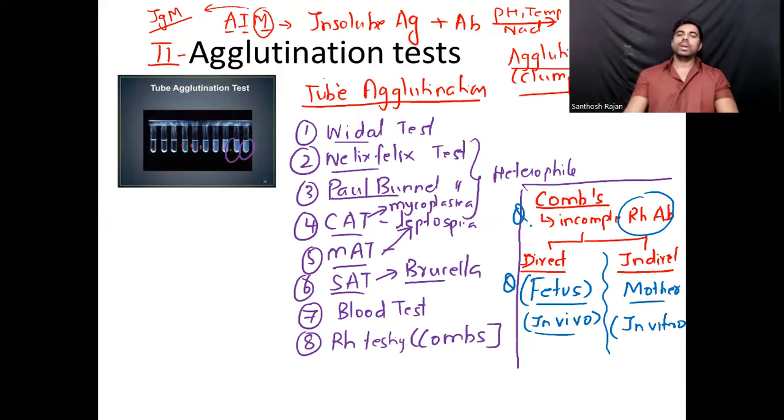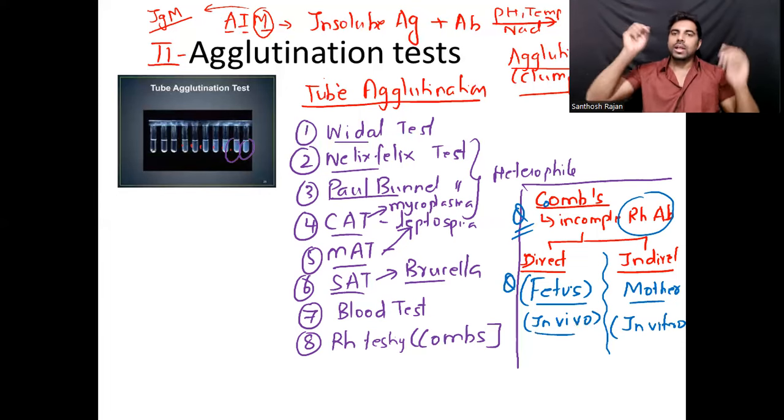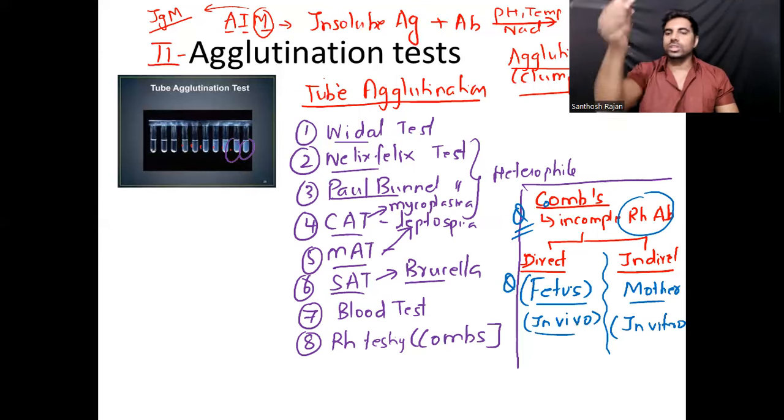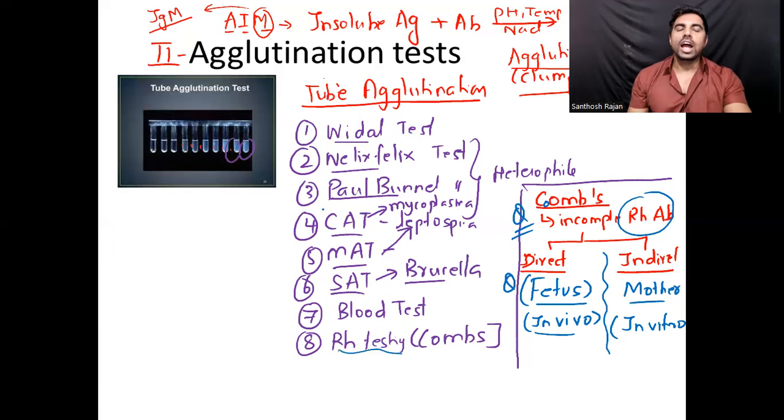Again, I'm saying this is not mine, this is more Coombs. I'm just giving it to you. So Coombs can be direct Coombs or indirect Coombs: direct with the fetus, God's direct gift, and indirect means it's the mother, so it is the in vitro test. So this is the Coombs test. Right, that's it. We have finished tube agglutination. These are the tests you have to remember, and definitely you can expect a question: which of the following are tube agglutination tests, or except, whatever they can give you. So be thorough with this.